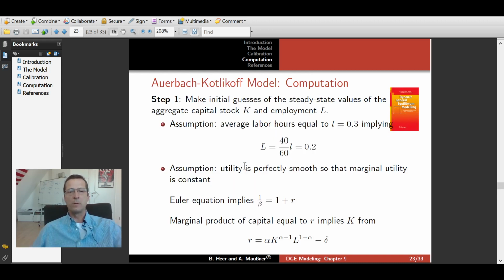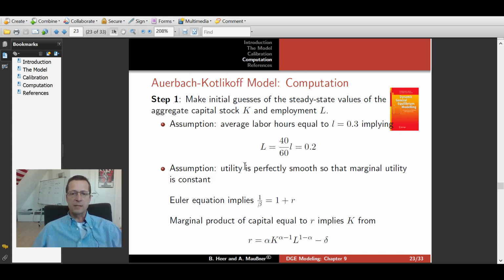Now let me comment on the individual steps. Step 1, initial guess of aggregate capital stock K and employment L. Now we hope that our calibration with gamma equal to 2.0 implies a working time average labor supply approximately equal to 0.3, so that we work 30% of available time. We have 40 cohorts of workers, 60 cohorts in total. Each cohort is of equal size. This implies that our measure of workers is 40 over 60, or 2/3. Multiplied by the average labor supply of 0.3 implies that aggregate labor is 0.2. And as it will turn out, that's not a bad estimate of our final solution L, actually.